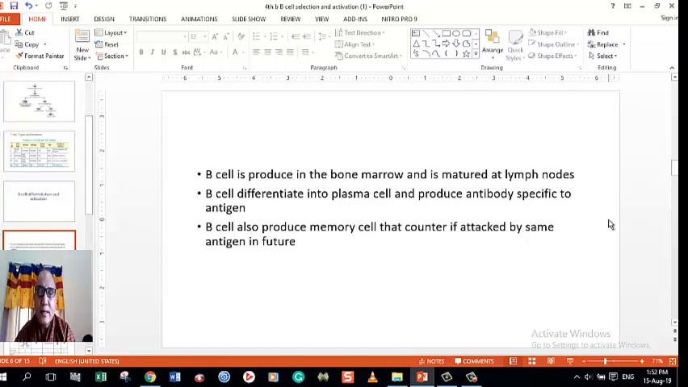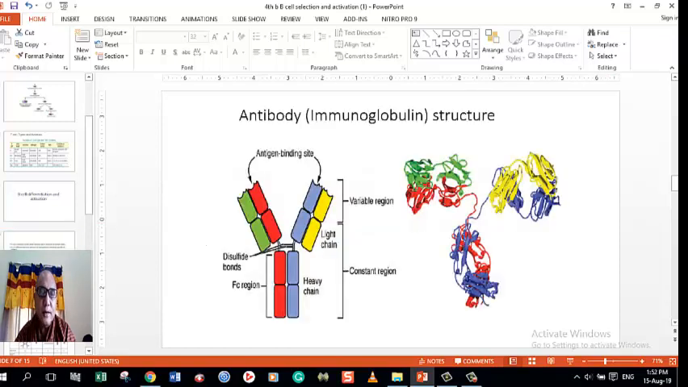So what we have to look at now is, what is an antibody? An antibody is also known as an immunoglobulin. In the structure of an antibody, you're going to see there are 4 chains of proteins: 2 long inner chains, and 2 short side chains present in this structure.